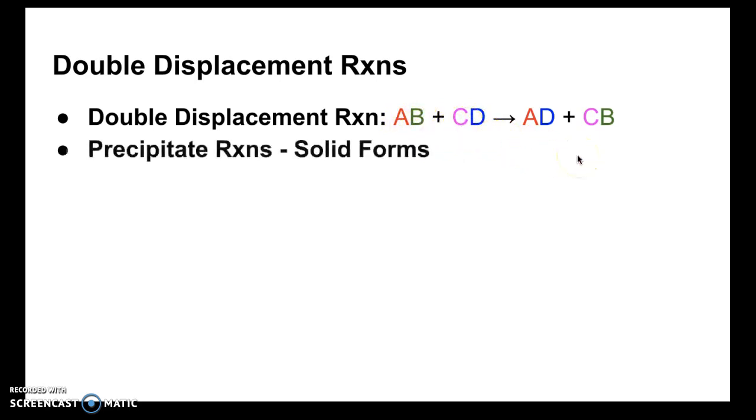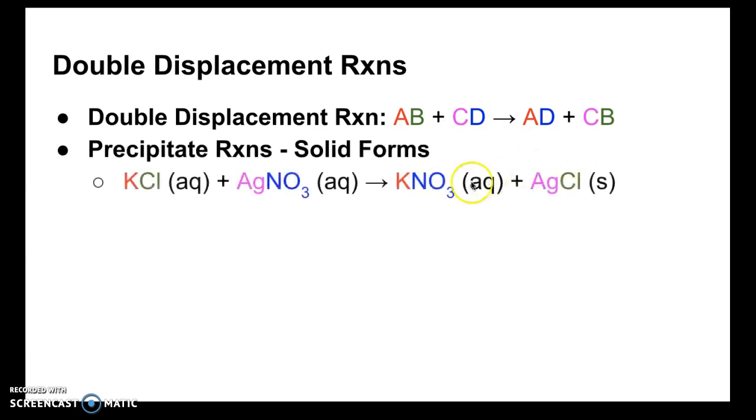So a precipitate reaction is specifically a double displacement where a solid forms. Here's an example of that. You have KCl and silver nitrate. They are aqueous solutions, meaning they dissolve completely in water. When you mix them together and they exchange partners, you get potassium nitrate, which is also aqueous. But the other product, silver chloride, is a solid. So what that will look like is you will go from two solutions which are clear to a cloudy solution with solid in it.